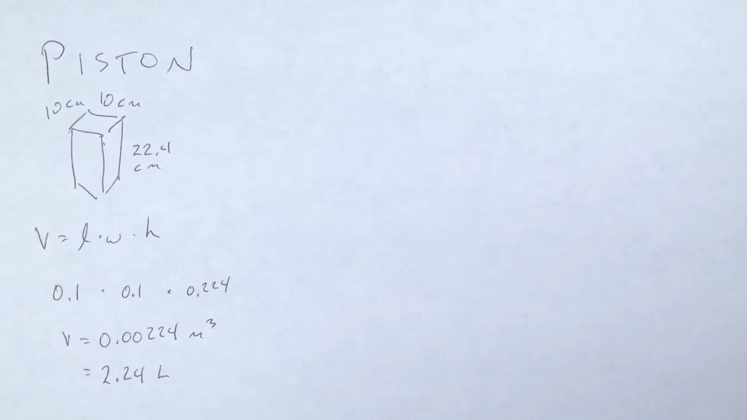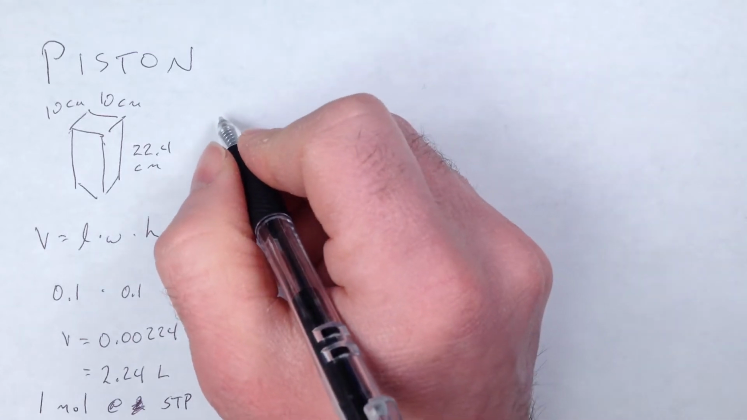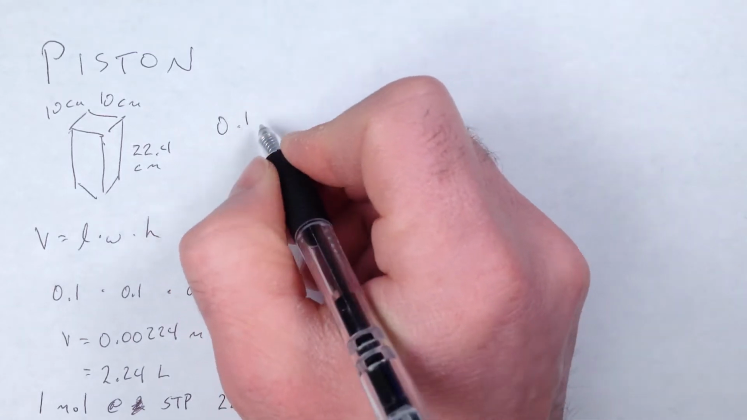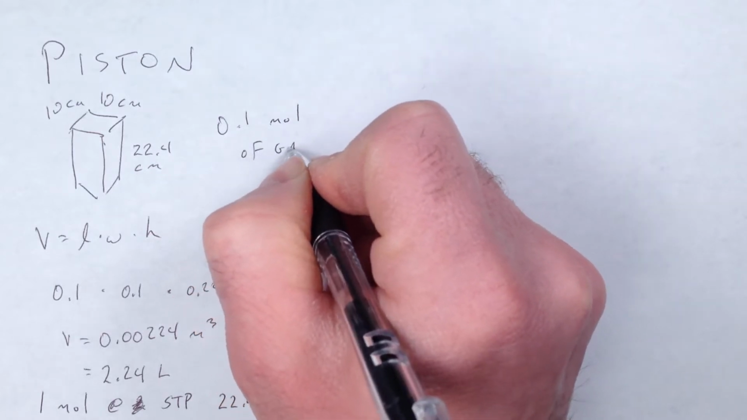Now, the reason that this number has been chosen is to make the math easier, because if you remember your stoichiometry, then you'd remember that 1 mole of gas at STP has a volume of 22.4 liters. Well, that's a tenth of that, which means that this box can contain a tenth of a mole of an ideal gas.